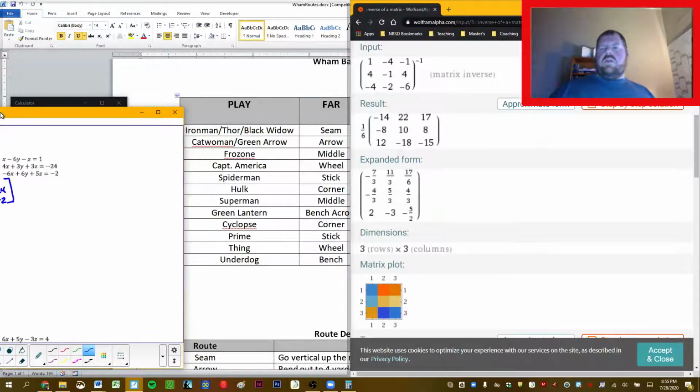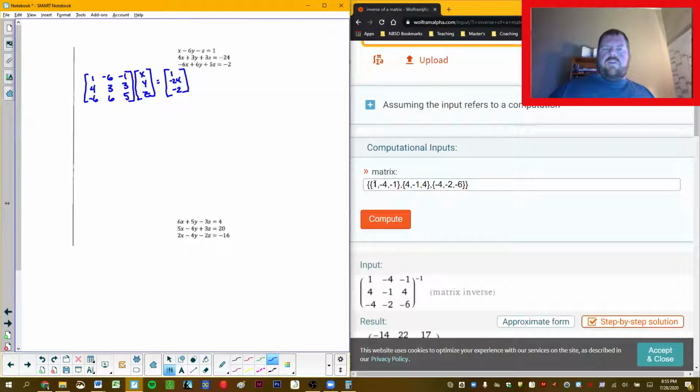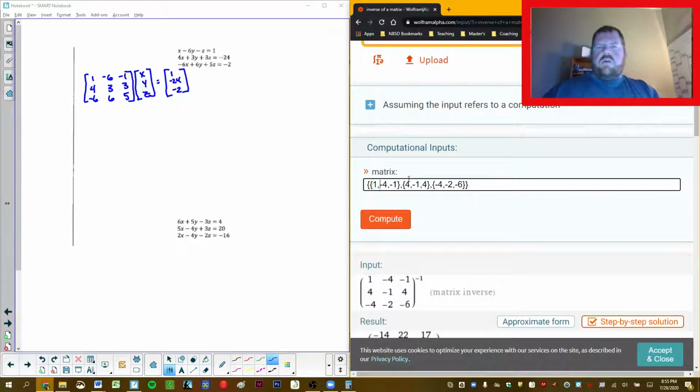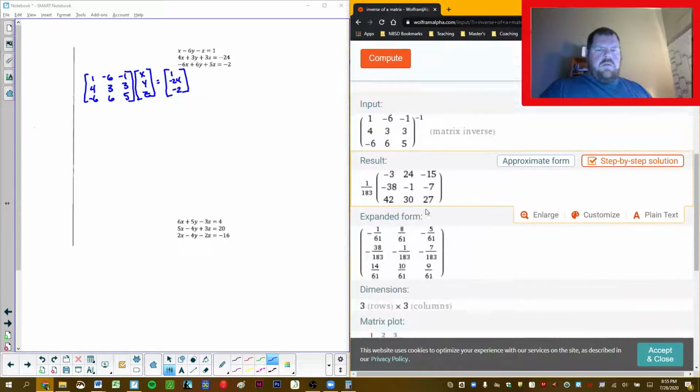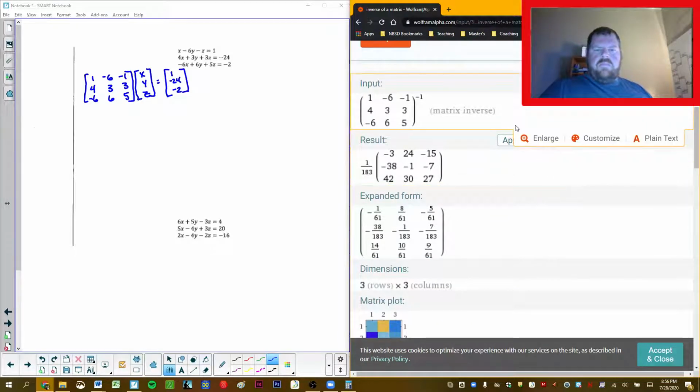So I kind of need to do the same thing. We're going to find our inverse of a matrix. 1, negative 6, negative 1, 4, 3, 3, and negative 6, 6, 5. Oh boy. That one got ugly, didn't it?